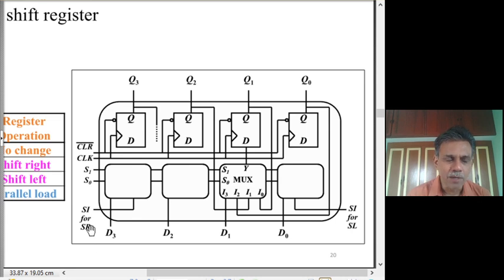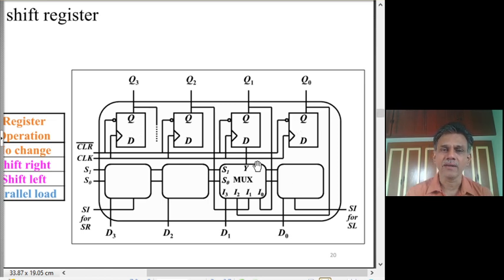The serial input for shift left is given here on the right hand side, and for shift right operation you give it on the left hand side. So the serial input comes from the left hand side for a serial right shift. It goes first to this flip flop, then to this, and so on.